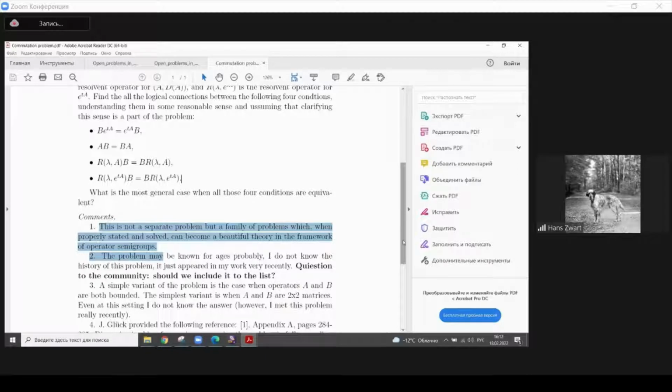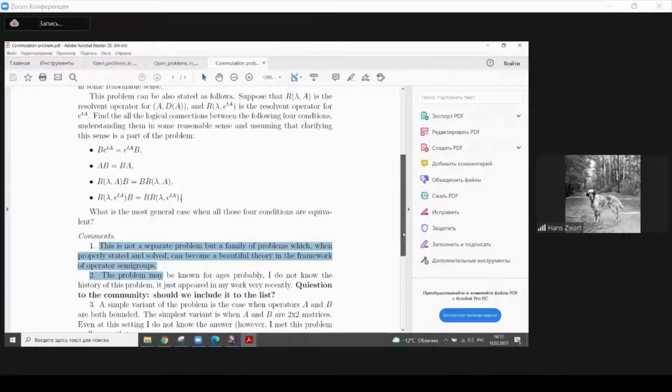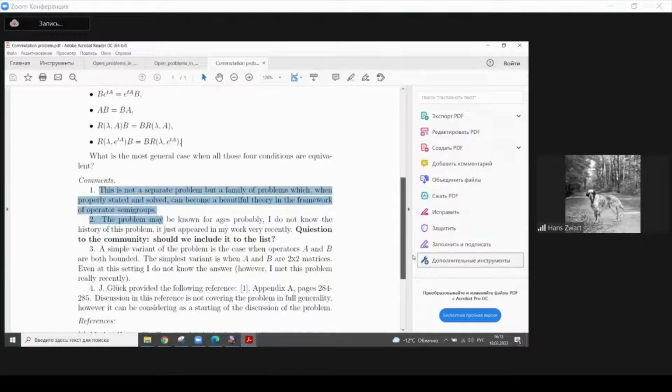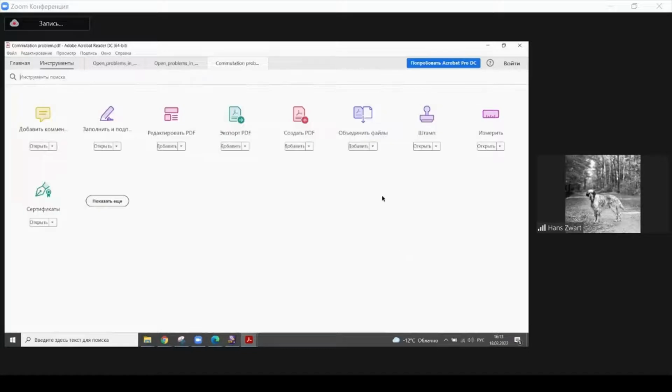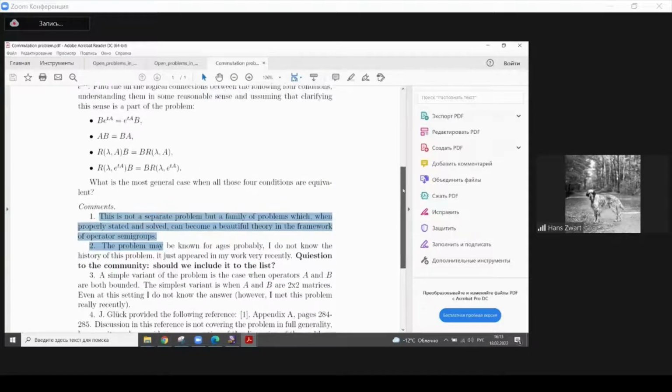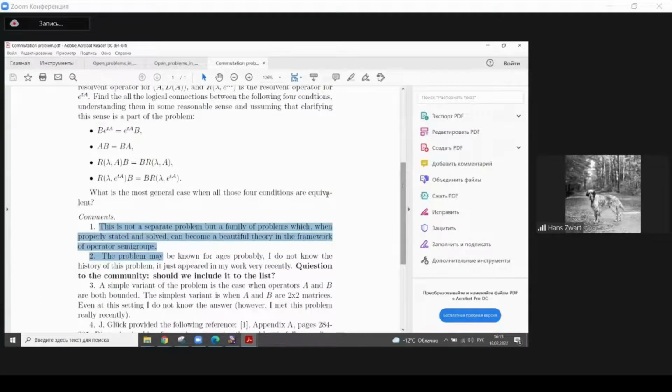People have asked this for a long time, but that is probably in Markus Haase. If operators don't commute, what is then the semigroup of A plus B? They use this quite often, this kind of thing, but then they don't commute. Now, of course, this is always nice to have as an open problem, but maybe the answer can be found somewhere.